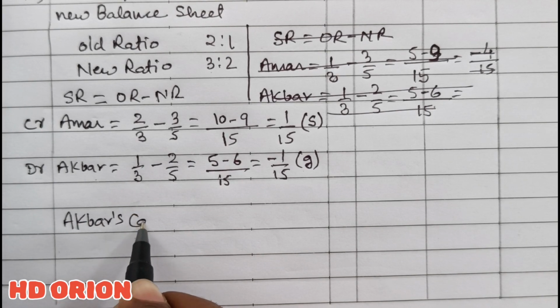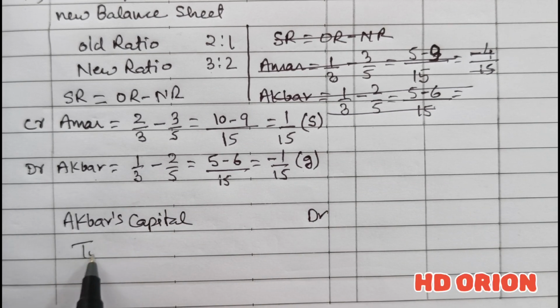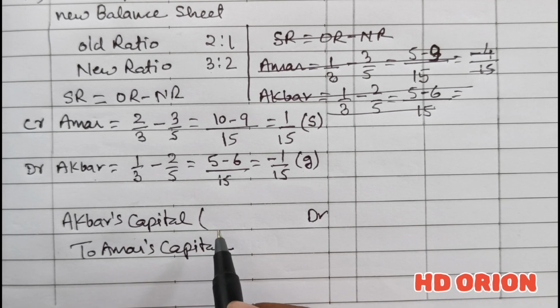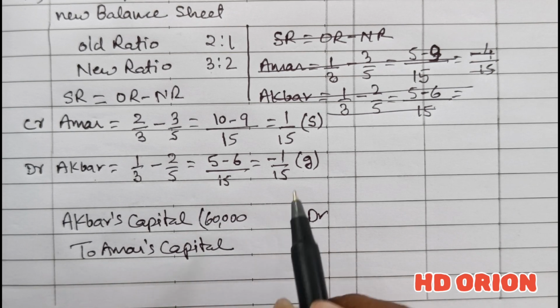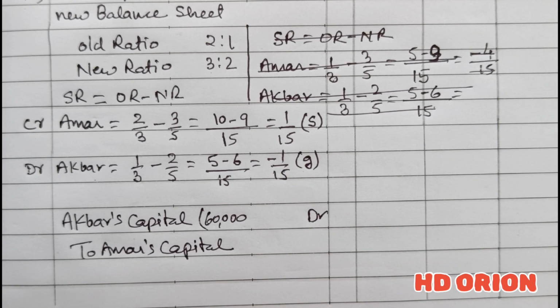Akbar's capital account debited to Amar. So what will be the amount? General reserve is rupees 60,000 and sacrifice and gain is 1/15 of the total profit.